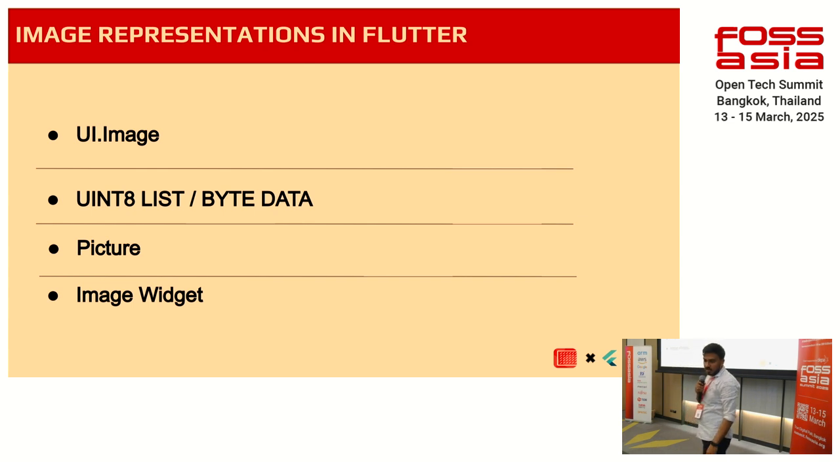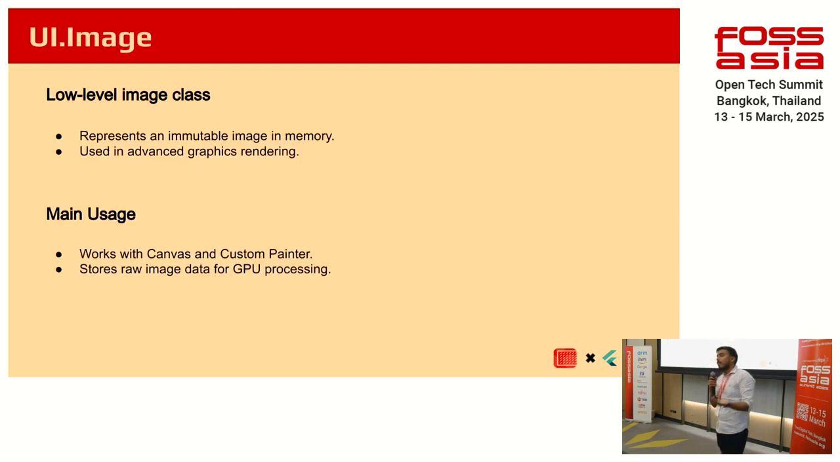So there are different image representations in Flutter. I'll go through each one and try to give you an understanding of the functionality of each of them. The first one is UI.image. UI.image is a library in Dart, and it's a very low-level library that directly interacts with the native functionalities of the image.